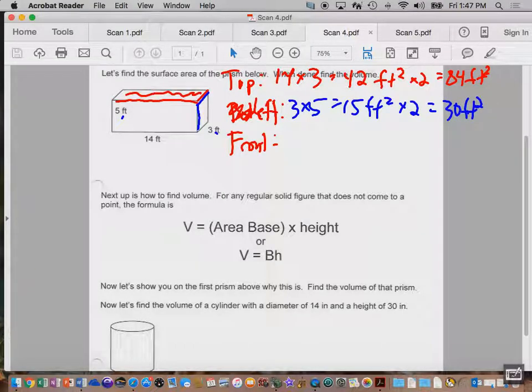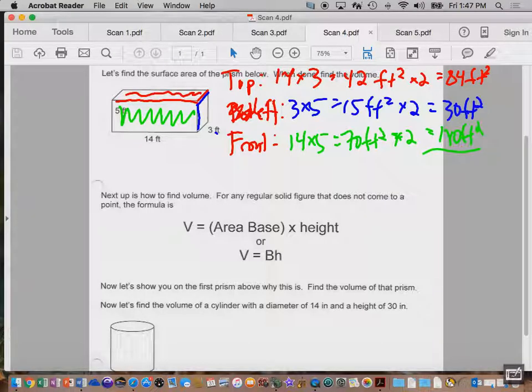Now the front piece. The front piece is right here, 14 by 5. So this would be 14 times 5, which is 70 square feet. Front and back, which is times 2, 140 square feet. And then if I want the surface area, I add them all up. This is 254 square feet. Sound good, everybody?